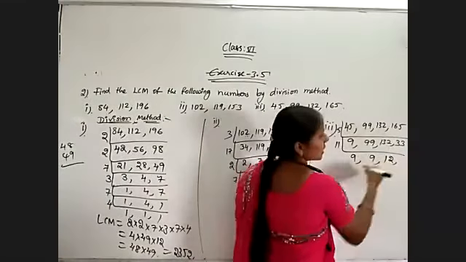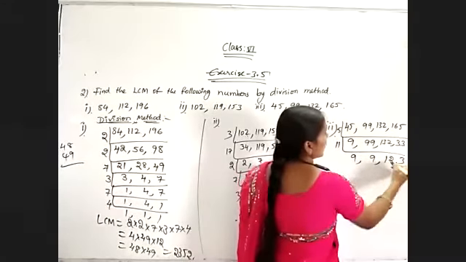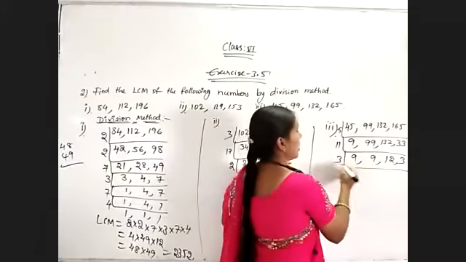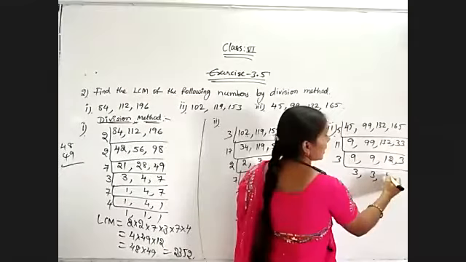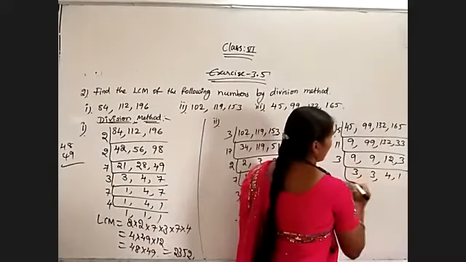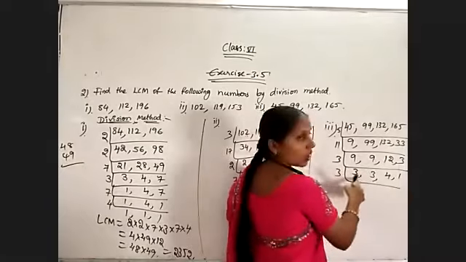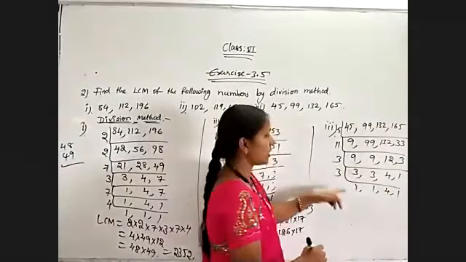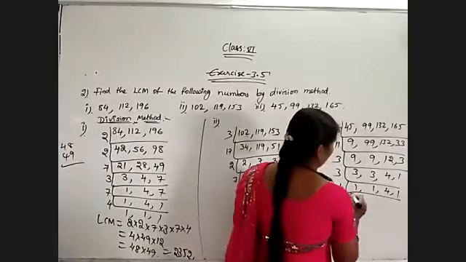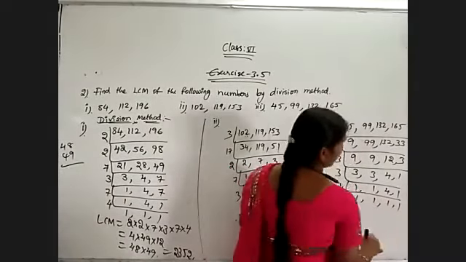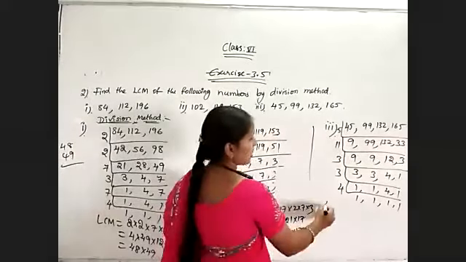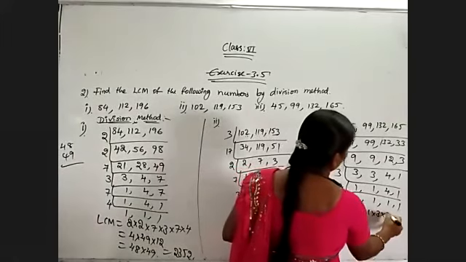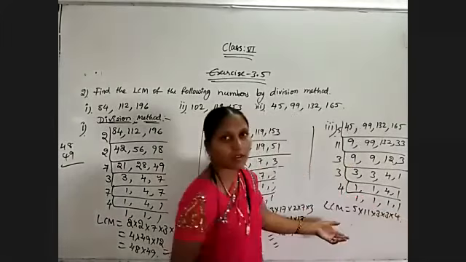11 into 12 is 132, 11 3s are 33. Now all these numbers will cancel in 3 tables. 3 3s are 9, 3 3s are 9, 3 4s are 12, 3 1s are 3. So now again 3 is common. So 3 1s are 3, for 4 we will not get. So directly take the 4 tables. 4 1s are 4. That's it. LCM of those numbers is equal to find out their product: 5 into 11 into 3 into 3 into 4. Find out their product. That will be the LCM.